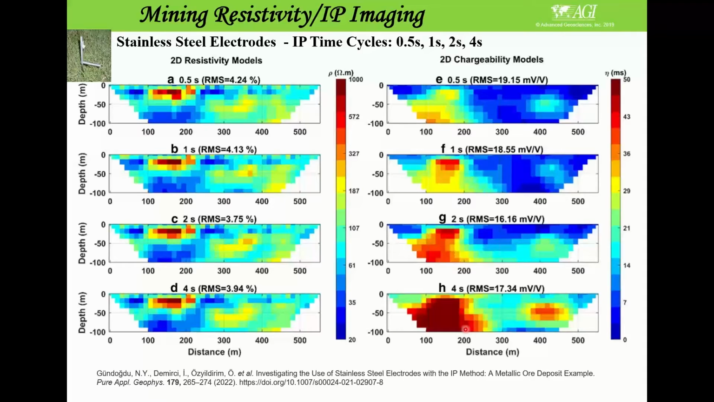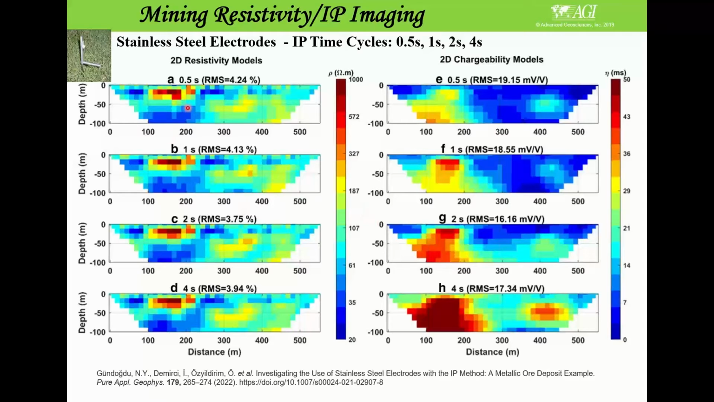Here is the same comparison with field data. On the left side are the resistivity values, and on the right side the chargeabilities. All these images come from an article published last year by Gündoğdu, and you can find it in Pure and Applied Geophysics for reference. We did this many years ago in Turkey, comparing stainless steel electrodes with other non-polarizable electrodes that I will show you shortly.